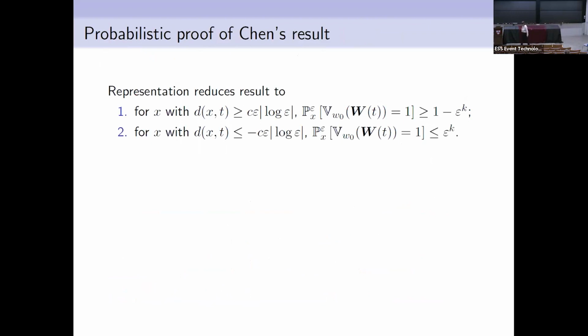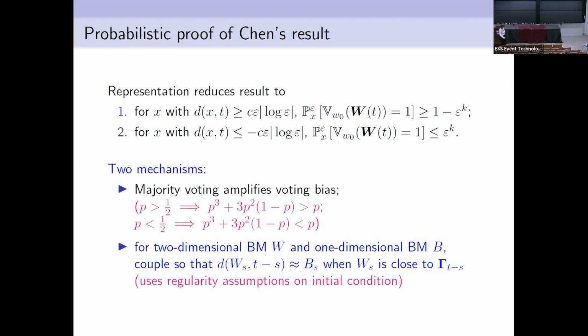The result becomes that the probability that I vote 1 is at least 1 minus epsilon to the k if I'm inside my domain, and the probability I vote 1 is at most epsilon to the k if I'm outside my domain, whereby outside I mean a distance at least epsilon mod log epsilon from the boundary. But what are the two mechanisms that are causing that to be true?